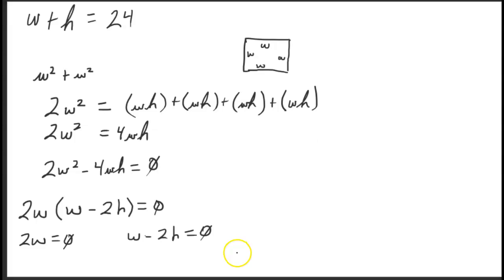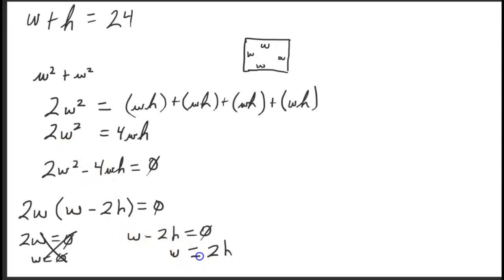Wow, what are we going to do here? Now over here, W equals 0, but that doesn't make sense, does it? Because you wouldn't have a 0 width. You're going to have a wall that's 0 feet. So this is out. So that means that W equals 2H. The width is twice the height of the wall. Okay? That's what that says right there.